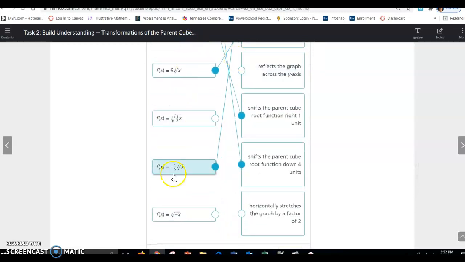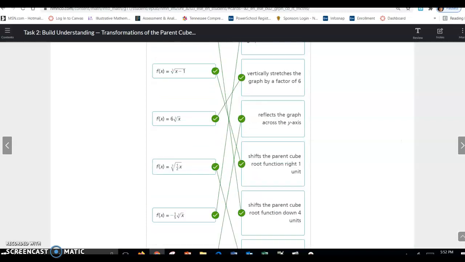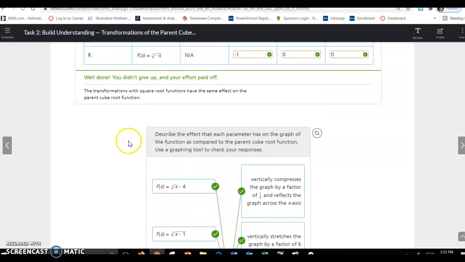Now we have a reflection of the graph across the y-axis. And this is a horizontal stretch by a factor of 2. Remember, that's 1/b. All right, so that is all for task 2. If you have any questions, please let me know.